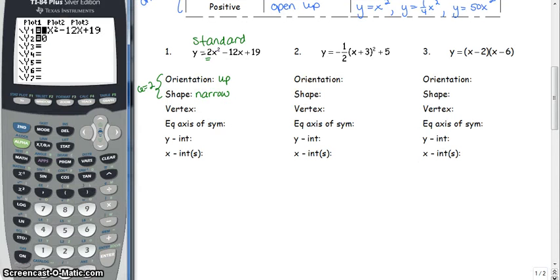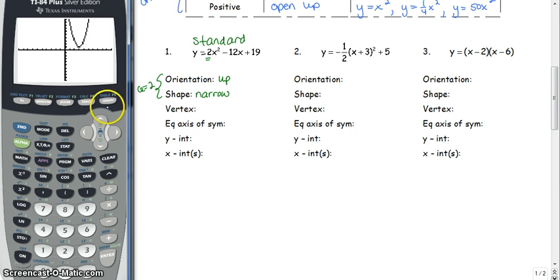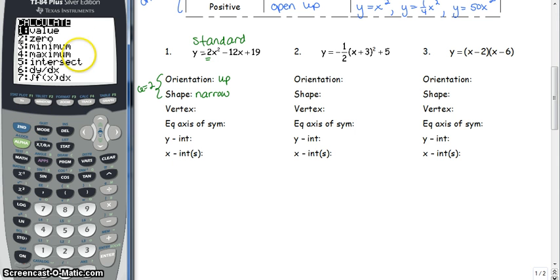Alright, so I have my calculator out. I've entered my equation into y1. And I'm going to go ahead and graph that to find my vertex. So when I hit graph, I see, as we expected, that the graph is opening up, which means my vertex is the lowest point. So I go to second trace, and if I want the lowest point, my options are min or max. Lowest point is min, highest point is max.